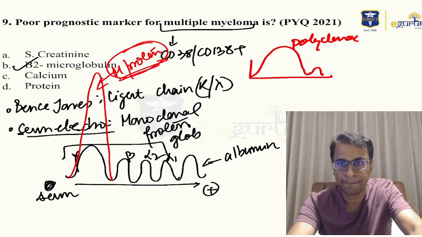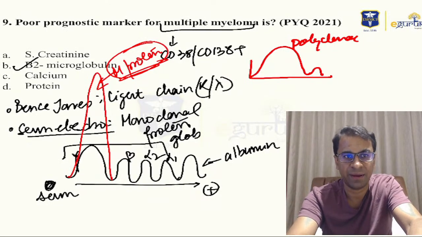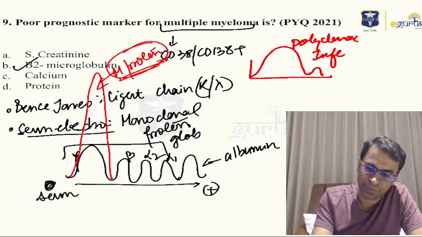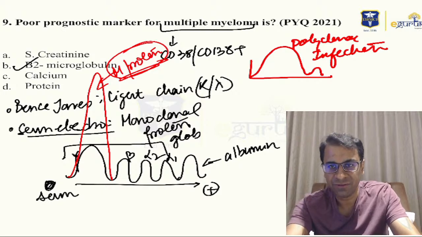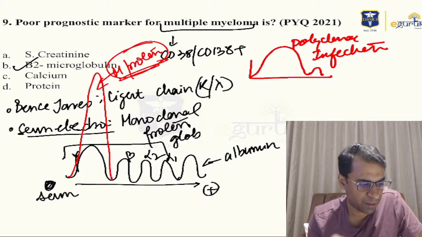Moving ahead. So I was asking you, if the question is on polyclonal gammopathy, then what is your answer? In that case, the answer is infection. So if the question is monoclonal, it is multiple myeloma. But if the question is on polyclonal, then the answer becomes infection. Very good.